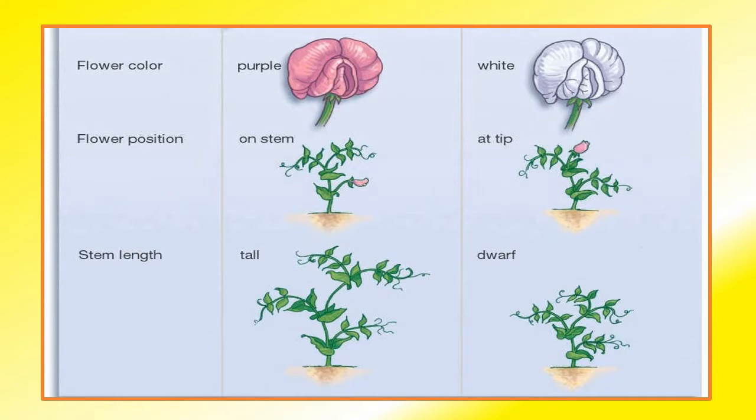Next, the fifth character studied by Mendel was flower color. So the dominant trait was purple and the recessive trait was white. The sixth character studied by Mendel was flower position. So the dominant trait was axial and the recessive trait was terminal. And the seventh character was stem length or the plant height. The dominant trait was tall and the recessive trait was dwarfed.